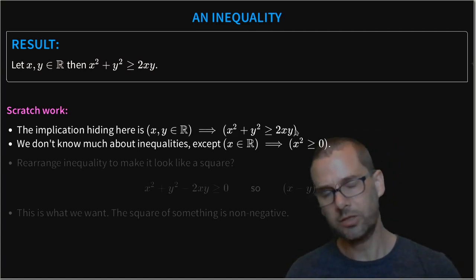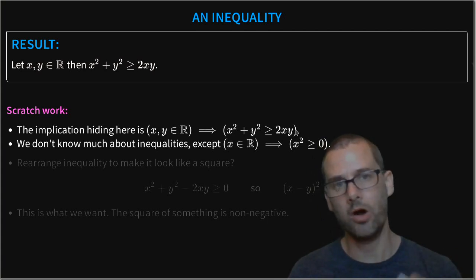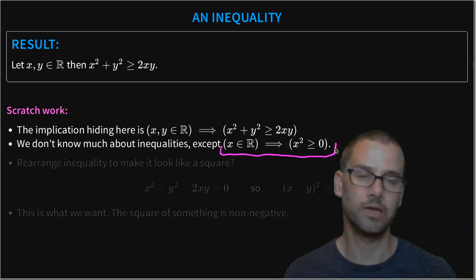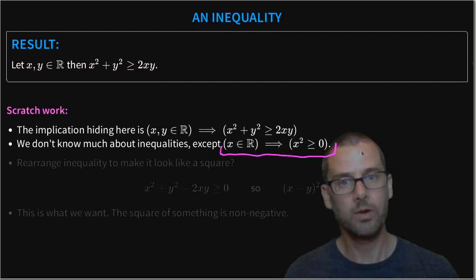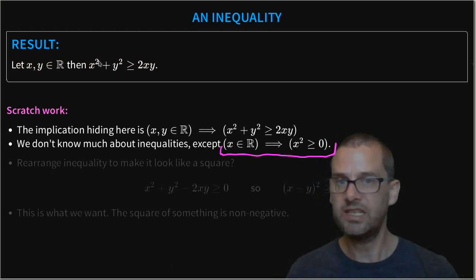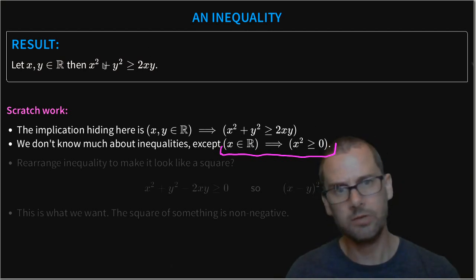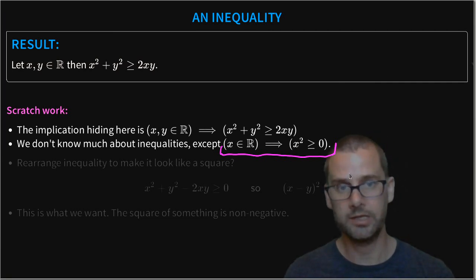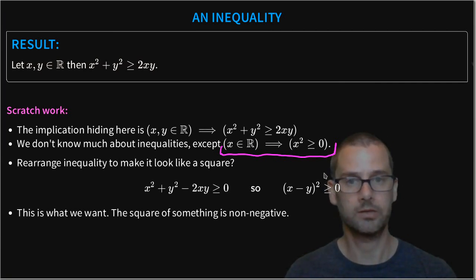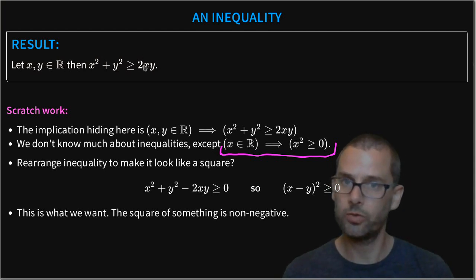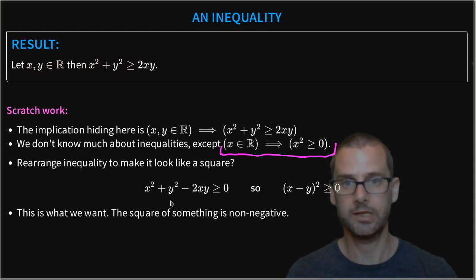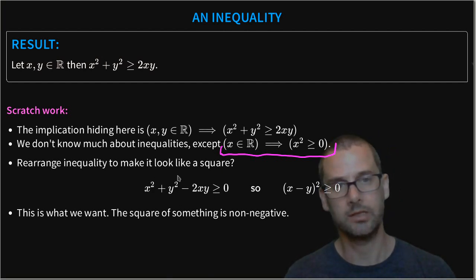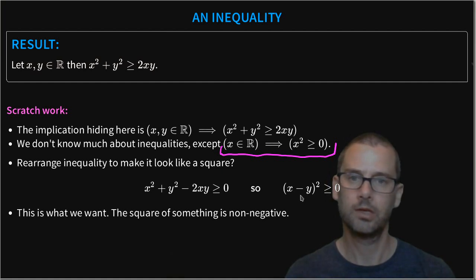And in this course, we haven't really done very much about inequalities. The only thing we've really stated about inequalities was this fact that the square of a real number is not negative. And so what we want to do is try to make this inequality look like a square, because that's really the only thing we know about so far. So let's rearrange the inequality to make it look like a square. If I pull this 2xy over to the other side, I can write it as x squared plus y squared minus 2xy is bigger than or equal to 0. And I can recognize this as just the square of x minus y. And this is what we want.